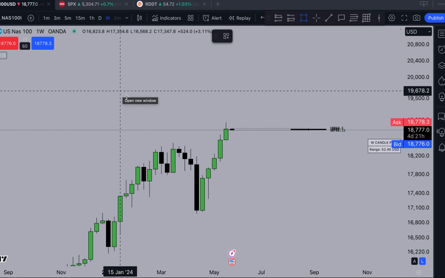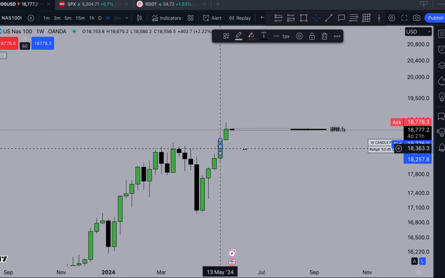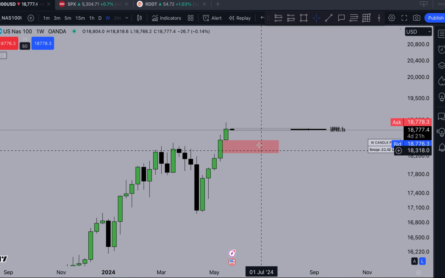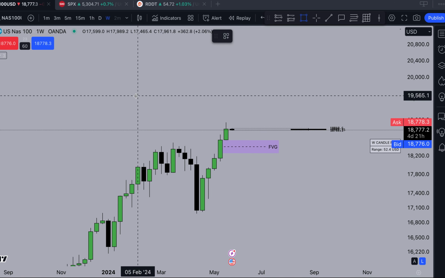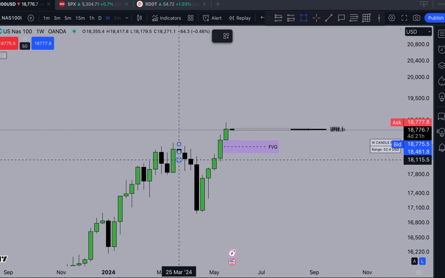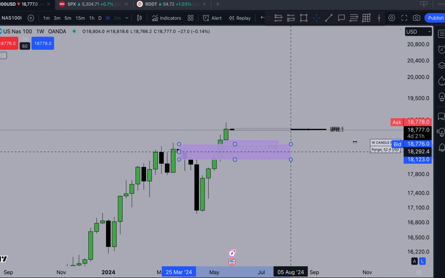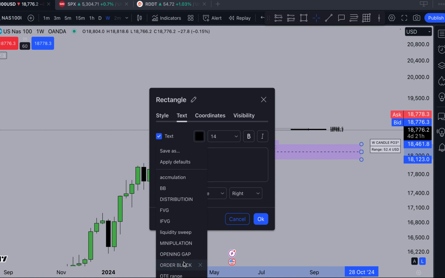So NQ, first what we were looking at is this fair value gap. This is the weekly chart. So what do we see here? We see a fair value gap. And then what else do we see other than the fair value gap? I'll give you guys a couple seconds. Alrighty. We have this order block, partially inside this fair value gap.